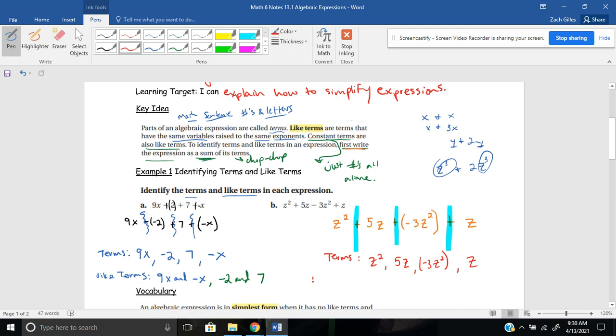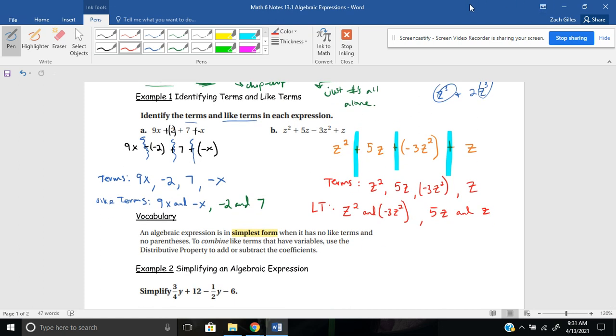And then I need to identify my like terms. So which of these have the same variable raised to the same exponent? Well, first I see that these two z's are both squared, so those are like. So I have z squared and negative 3z squared are like terms. And then I also have 5z and z are like, because they both just have the z and there is no exponent there. There are no constants, and so now I am finished.